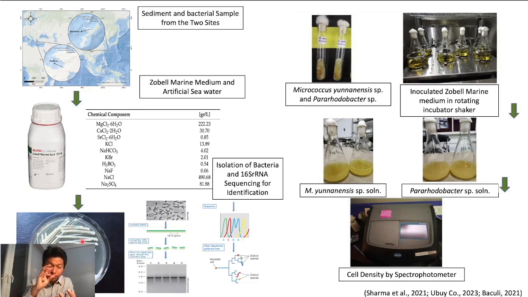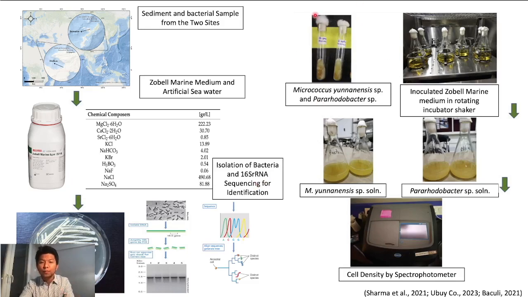And then after producing a pure isolate of that bacterium, we're going to amplify the 16S rRNA gene region of the bacteria, and we're going to subject it to gene sequencing to have the identity of our pure cultures.